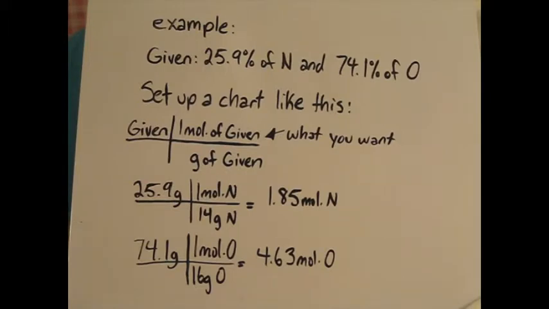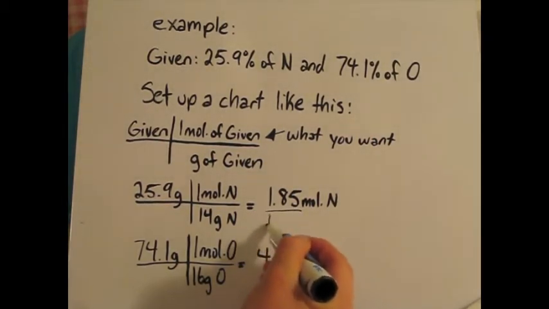Then for oxygen, you have 74.1%, which you convert to grams. Put that down here first, and then you find on the periodic table that O is 16 grams. You put this on the bottom to cancel out the 74.1. Then on top you put 1 mole O because that's what you want. So you have 4.63 moles of O. Next what you need to do is divide by the lowest number of the two. The lowest is obviously 1.85. So you divide both by 1.85.